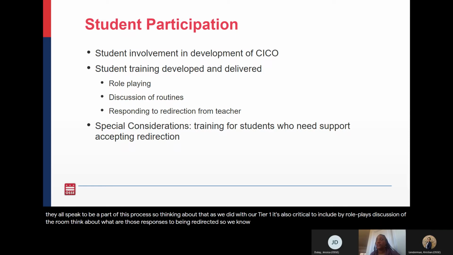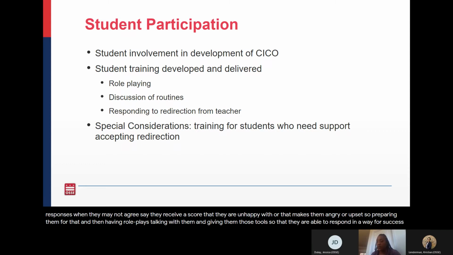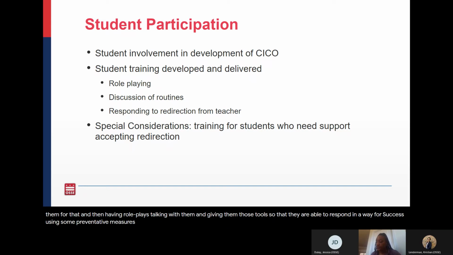So we know there are students that still may have misbehavior. There's going to need to be redirection, but being proactive and preparing students so that there are possible role plays and giving them some responses when they may not agree. Say they receive a score that they are unhappy with or that makes them angry or upset. So preparing them for that, and then having role plays, talking with them and giving them those tools so that they are able to respond in a way that we want to see. So once again, setting them up for success using some preventative measures.